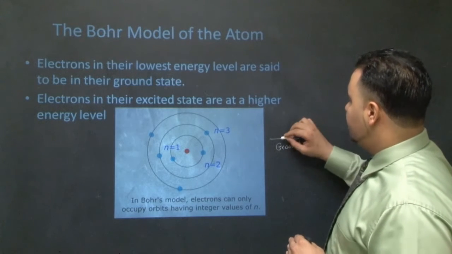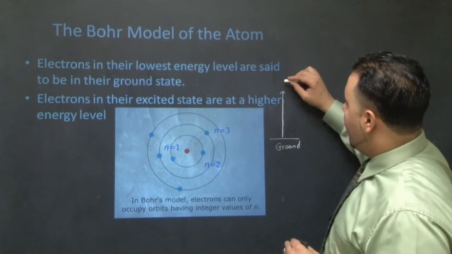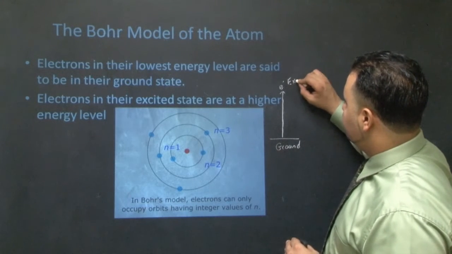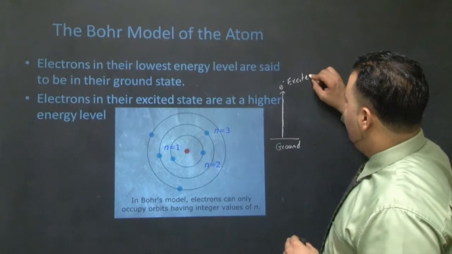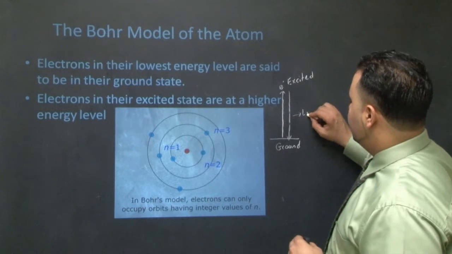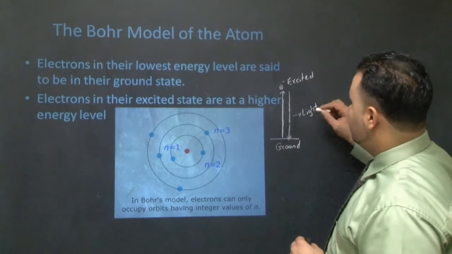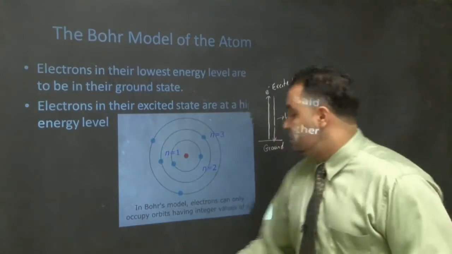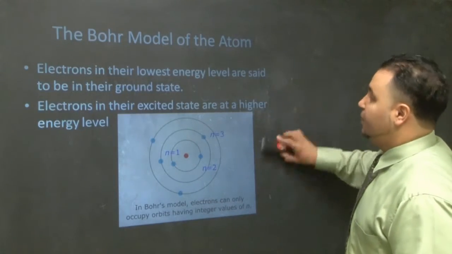What happens is electrons absorb energy, and the electrons up here get excited. This will be the excited state. And then when they come back down to the ground state, they emit light. Light is emitted. And so this is huge. Excited state is at a higher energy level. All right, great. So let's look at this a little closer and the other theories that come with this.